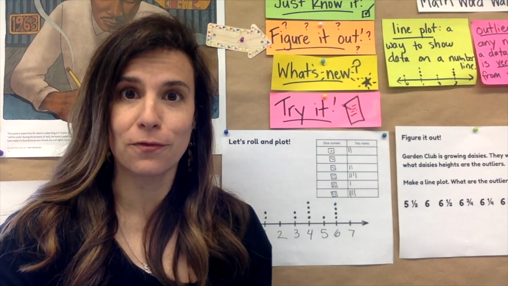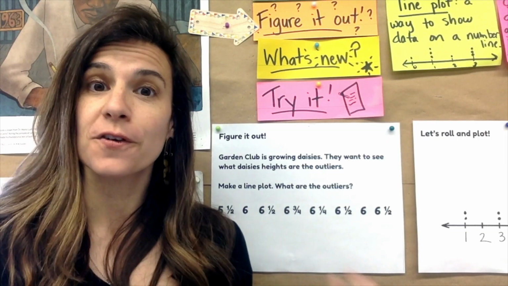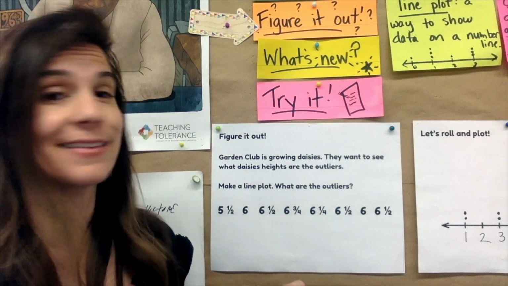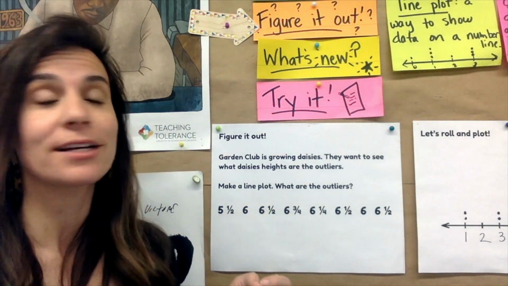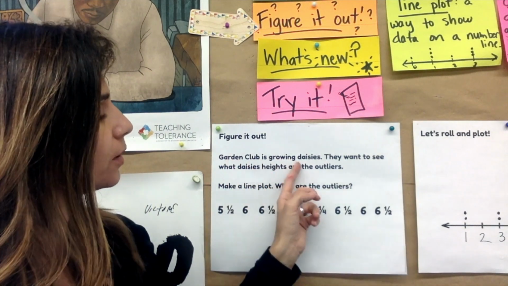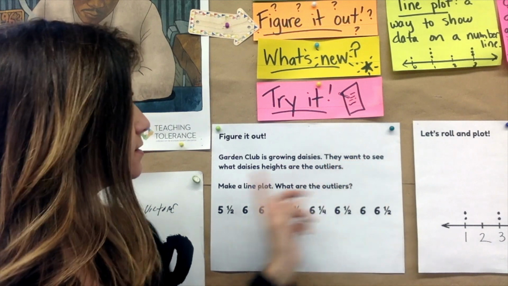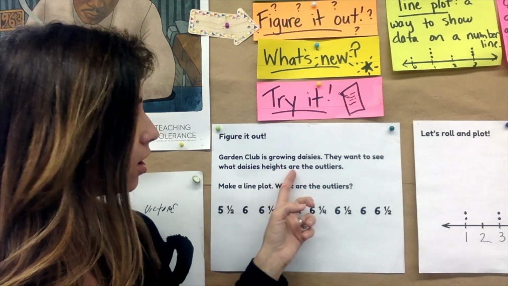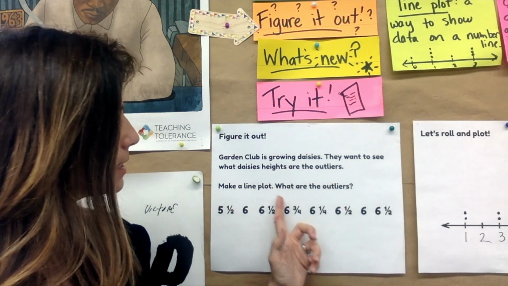Let's move on to a different figure it out. For this figure it out, we're going to be looking at this data that we have here. So let's read what it says. Garden Club is growing daisies. They want to see what daisies' heights are. The outliers. Make a line plot.